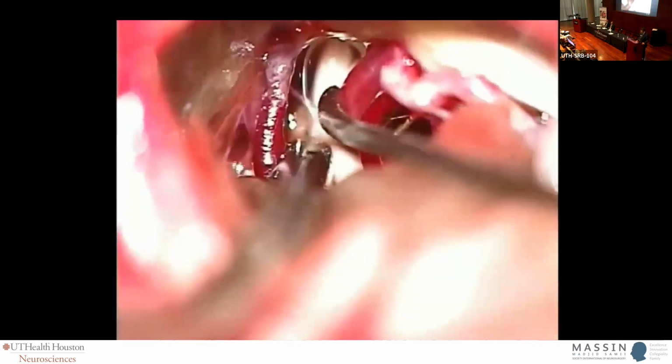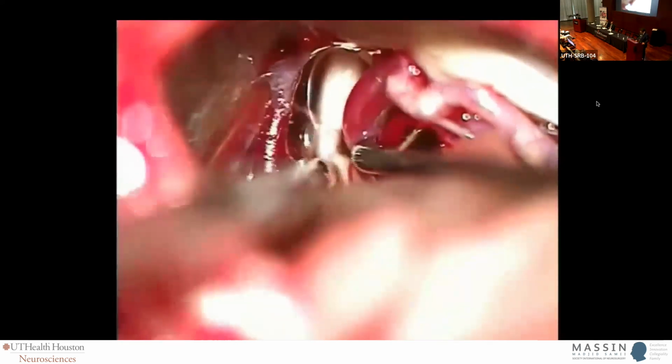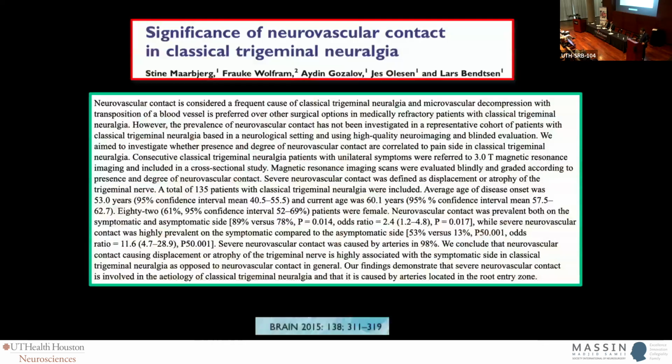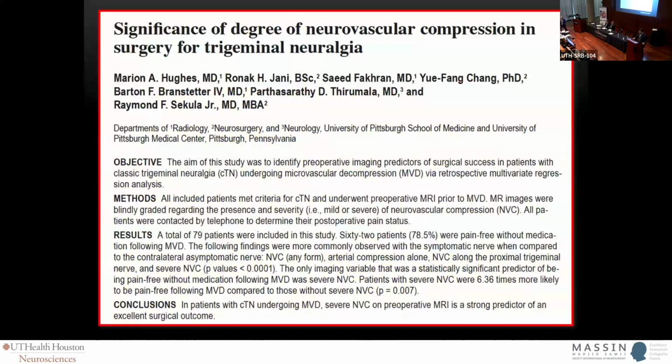This is a type of vascular compression, but right now we know that nearby or just a contact doesn't produce trigeminal neuralgia. It's normal to find some contact with the trigeminal nerve in any patient. So this is really what compression is. This is a distortion. Here's an indentation. So this patient will have a very good outcome after vascular decompression. This is a very important paper, the significance of neurovascular contact in classical trigeminal neuralgia, from the group of Marburg. They conclude that neurovascular contact causing displacement or atrophy of the trigeminal nerve is highly associated with the symptomatic side in classical trigeminal neuralgia, as opposed to neurovascular contact in general, suggesting the degree of neurovascular compression will thus be important when selecting patients for surgery. And this is a paper from Pittsburgh by Raymond Sekula, the significance of degree of neurovascular compression in surgery for trigeminal neuralgia.